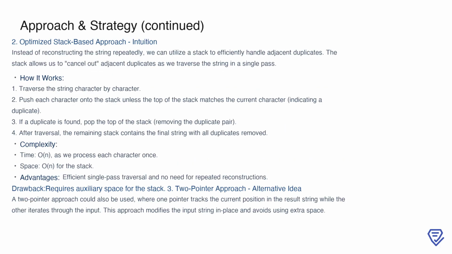An optimized approach to solve this problem is to use a stack-based method. The key intuition here is that a stack provides a way to efficiently handle adjacent duplicates during a single traversal of the string. As we process the string character by character, we push each character onto the stack unless the top of the stack matches the current character, which indicates a duplicate. If a duplicate pair is found, we simply pop the top of the stack, effectively removing the duplicates. The remaining characters in the stack at the end of the traversal represent the final string with all duplicates removed.